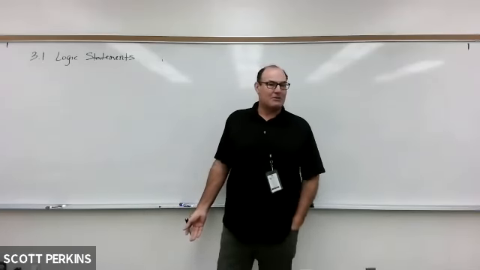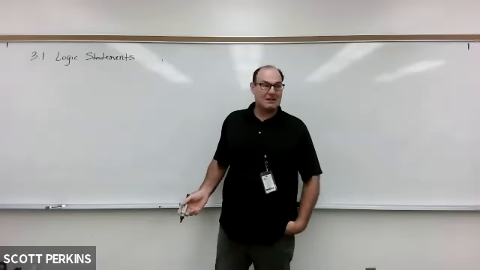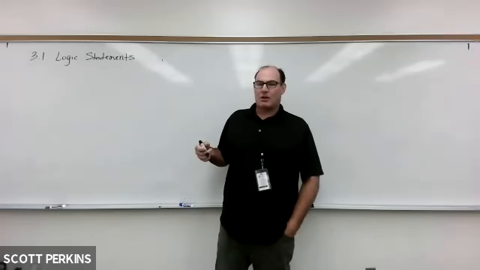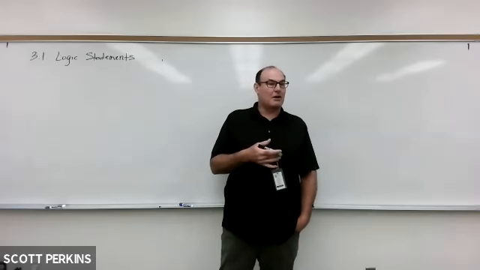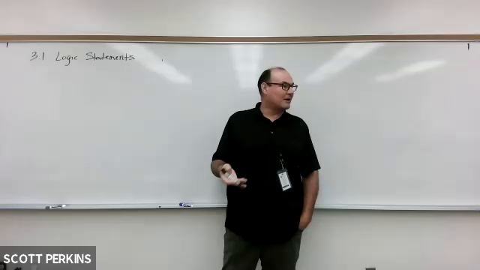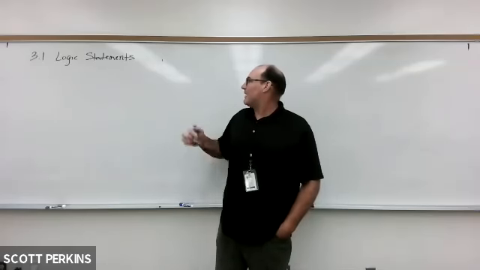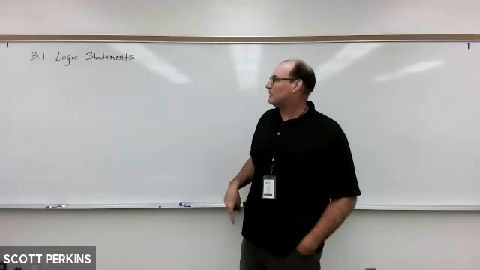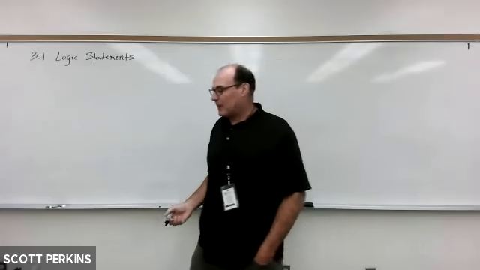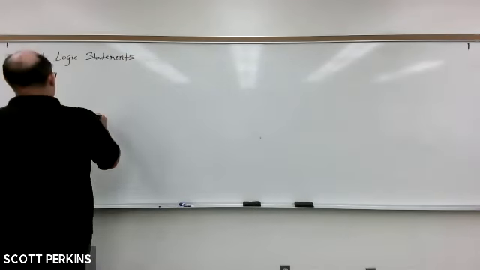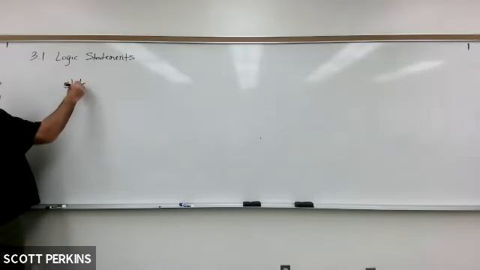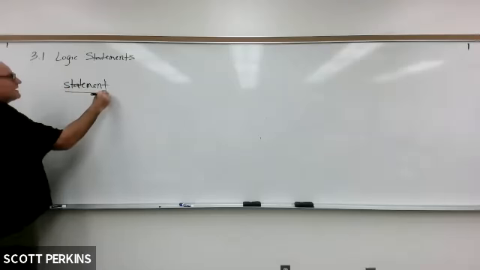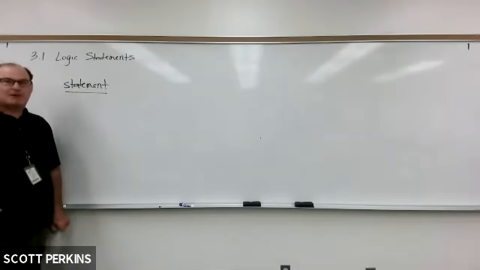This is different though, that's for sure. We're not going to be doing intersections and unions anymore. We're going to talk about truth values, and we're going to talk about whether an argument is valid or invalid. And then at the very end of this, we'll draw some pictures that do look like Venn diagrams, but they're completely different. So the first thing is the idea of what a statement is.